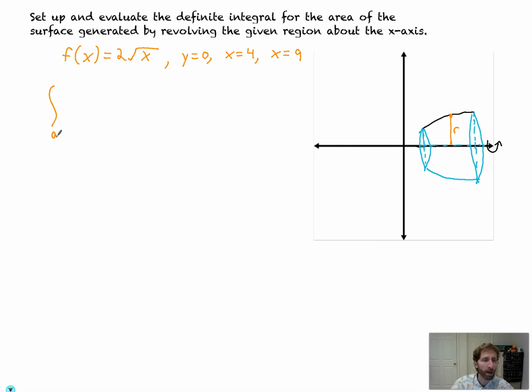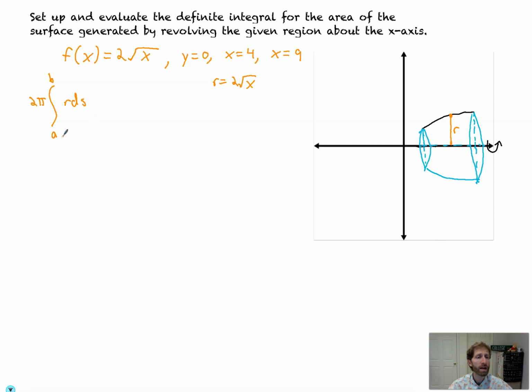Well, write out your template. So it's from a to b of 2 pi r ds. Okay, well, the radius is going to be that curve, which is 2 root x minus 0. And you'll only ever be asked about rotating this about the x or y axis. Very, very rarely are you rotating it about other kinds of lines.